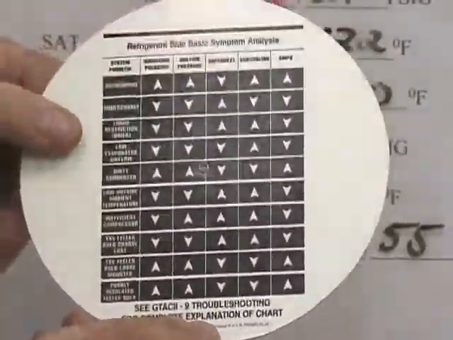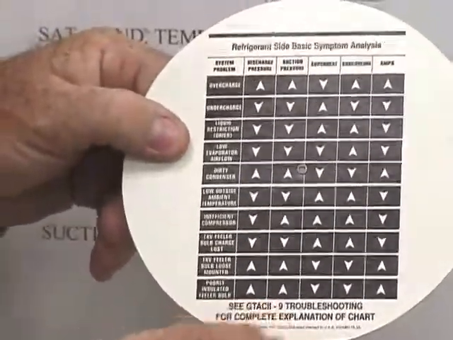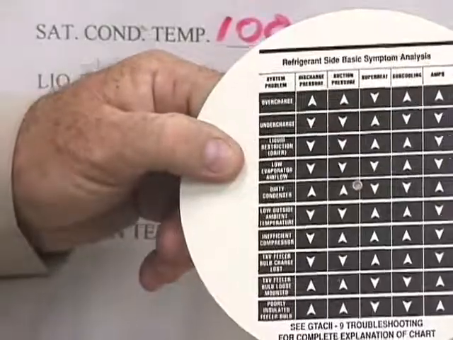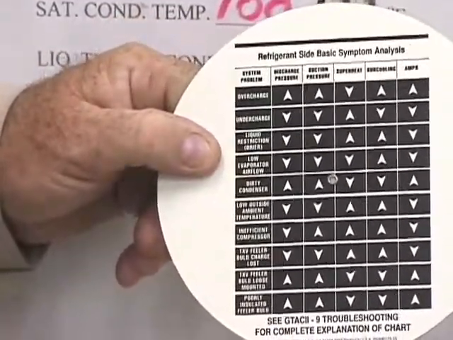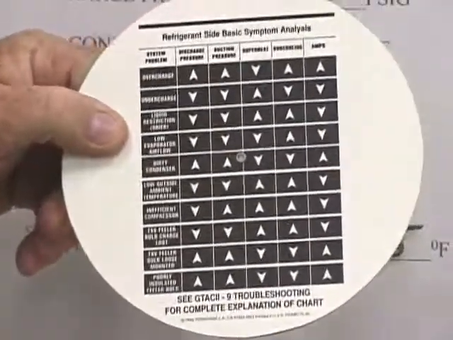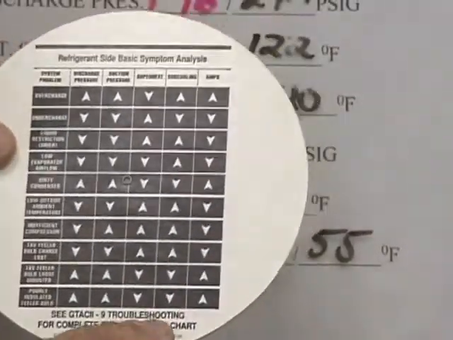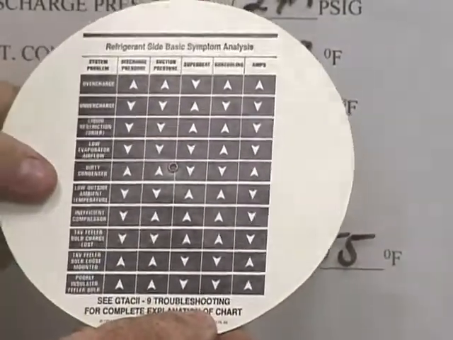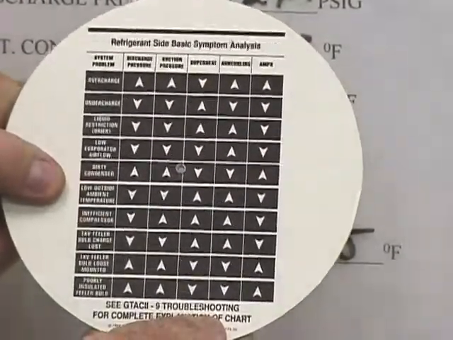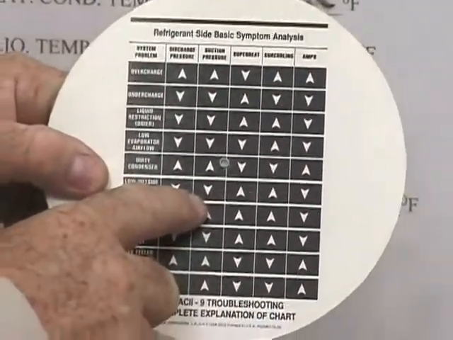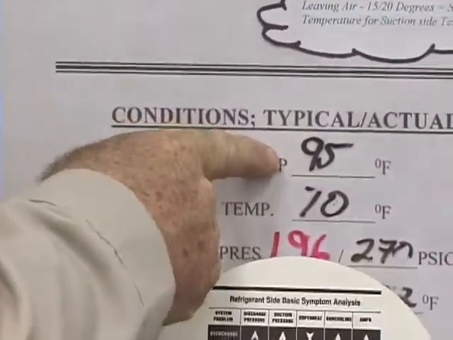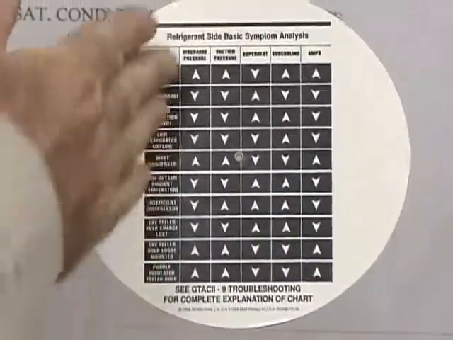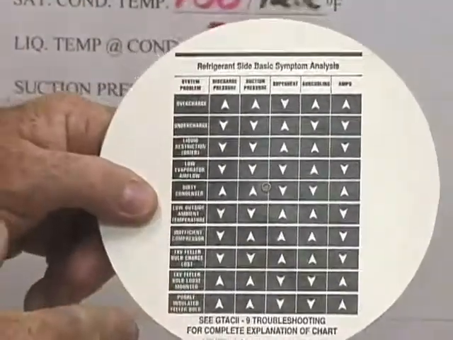Now, you ask yourself, a low evaporator airflow, what could that mean? Could mean a dirty air filter. It could mean that the coils in the system are dirty, all right, the evaporator coils. A low outside ambient temperature. Okay, well, we know that that is not the case because it's 95 degrees out. So that's how you go about using this card.